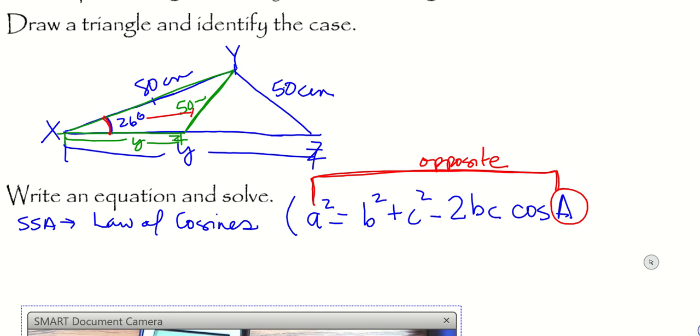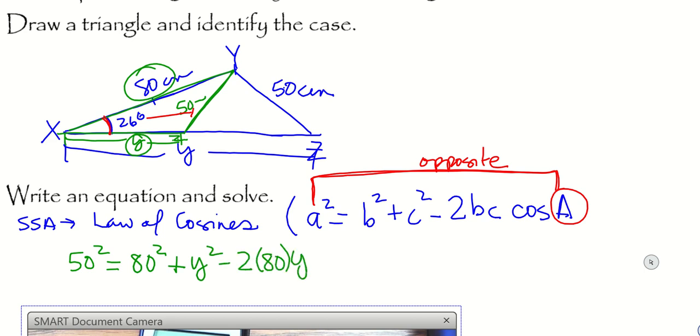I have, for my side opposite my angle, 50 squared equals my other side, which I know is 80 squared, plus the other side, which I don't know, so that's y squared, minus 2 times the product of those sides, so times 80 times y, times the cosine of the angle opposite this side, right, which is 26 degrees.